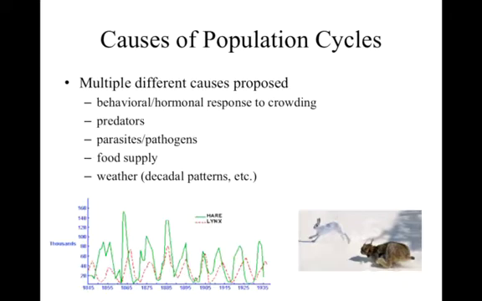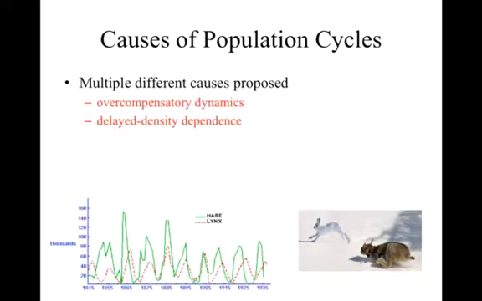You can also get population cycling that's driven externally just by the weather. So things like decadal patterns. We talked a little bit about that when we talked about El Nino and La Nina years and all the different longer term cycles beyond seasonality that can affect your populations and communities.